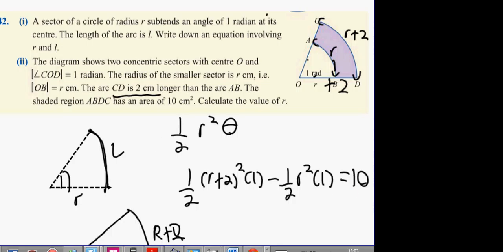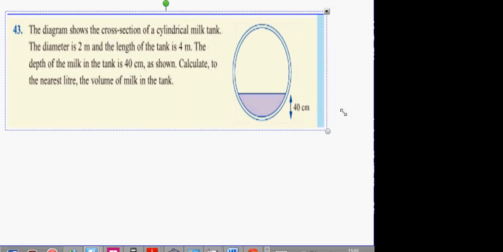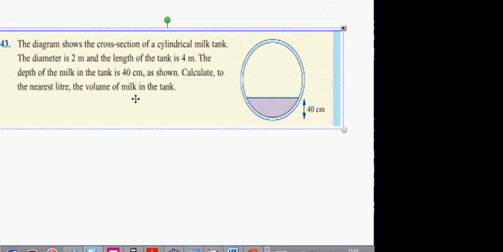Okay guys, number 43. Now number 43 has a bit of a trick to it, okay? What I'd like you to do is this.